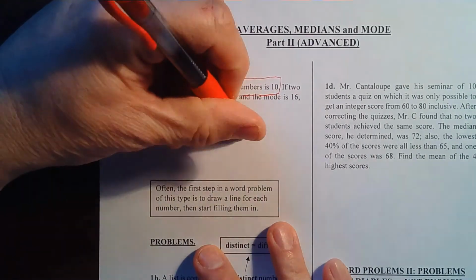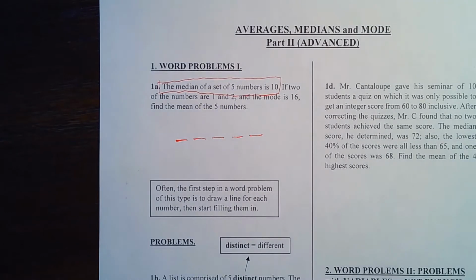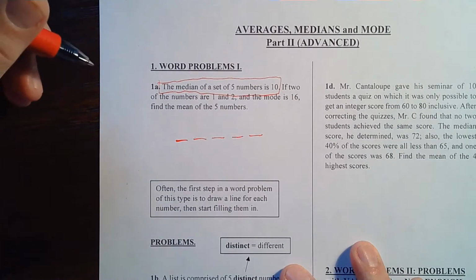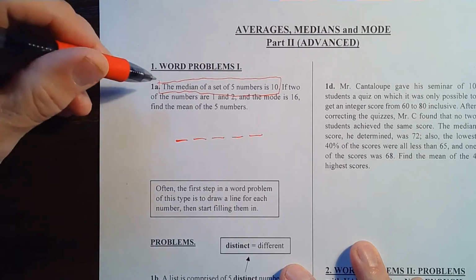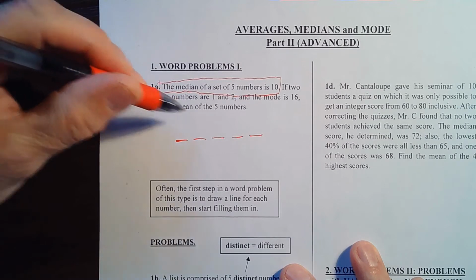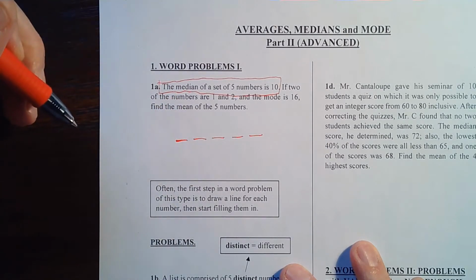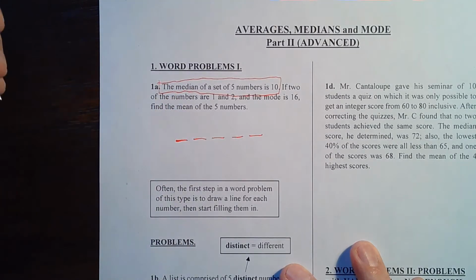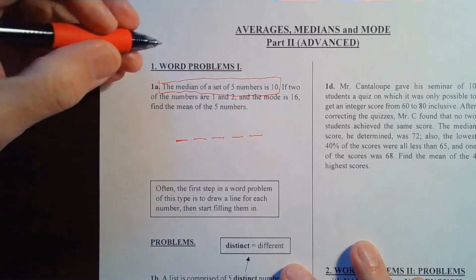Now, the median of a set of 5 numbers is 10. I'm going to write down a little line to represent each of the numbers in the list. This is a way I would normally handle a problem like this. If they tell me there's a certain number of numbers and I'm being given information about the median, this is usually a good way to get started. And then it's like a little puzzle as you put each of the pieces together, one at a time.